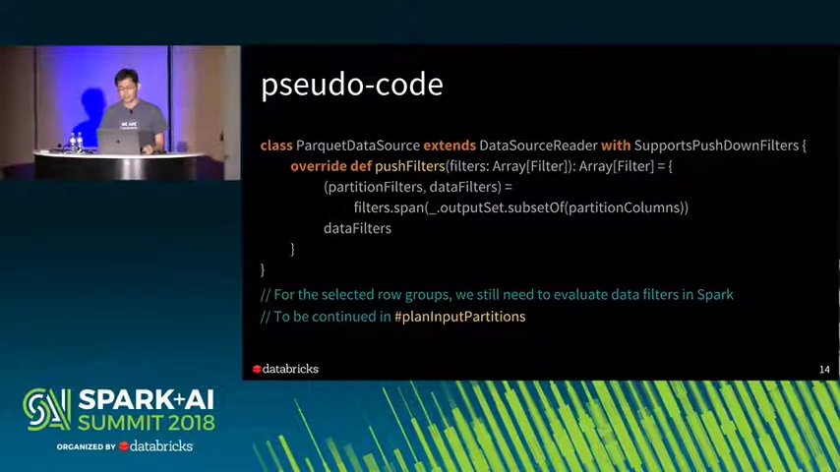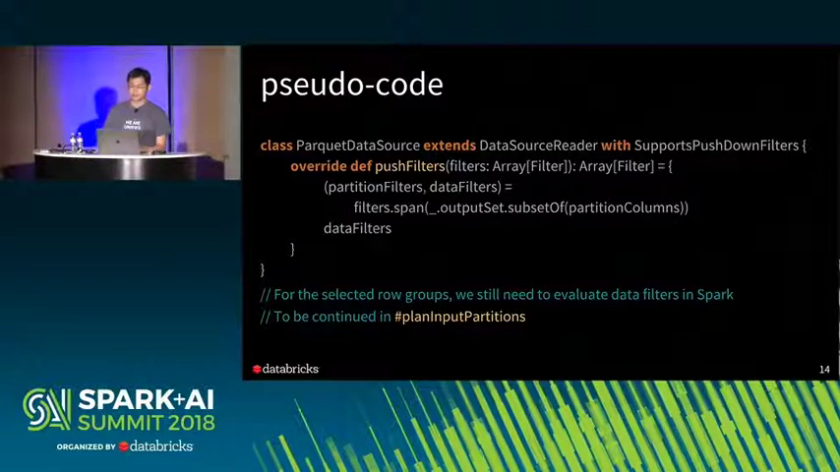To implement this, we can use the mixin interface supporting push-down filters. For Parquet, there are 2 types of filters. One is partition filter. After we push it down, we don't need to evaluate it. In our example, as we have selected the directory year equals 2018, we don't need to filter this column, since in all the target Parquet files we have selected, the column year value is all 2018.